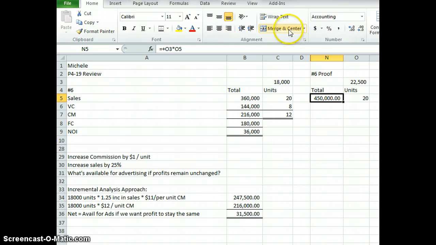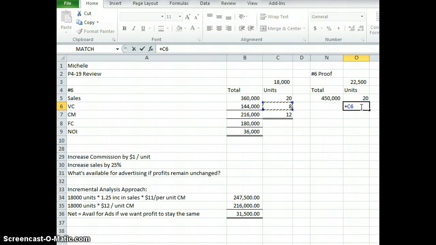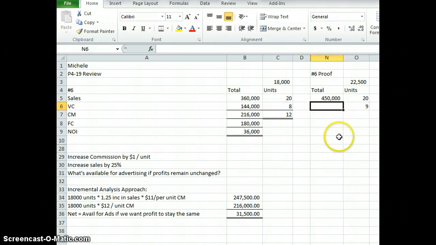Our variable cost is going to go up by $1, and we know that because the problem is saying that our sales commissions are going to increase by a dollar per unit. So we're going to go up by $1, so add $1 to that. So my variable cost is going to be my 22,500 units times my new per unit variable cost, and my variable costs are equal to $202,500. My contribution margin is going to be the net, and I just did a copy paste on my formulas. It's going to be a net of $202,500 from $450,000. So it's my sales minus my variable cost, which equals $247,500.